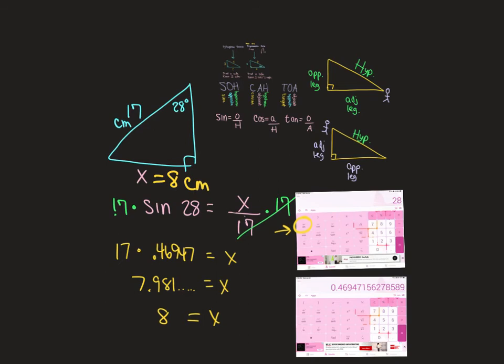We knew one angle, we knew the hypotenuse, we used the sine function on our calculators, and we said that the sine of 28 is equal to the opposite leg over the hypotenuse. We replace that with x and 17, multiply both sides by 17, punch some buttons to get that decimal, times 17 is this, and there we go.